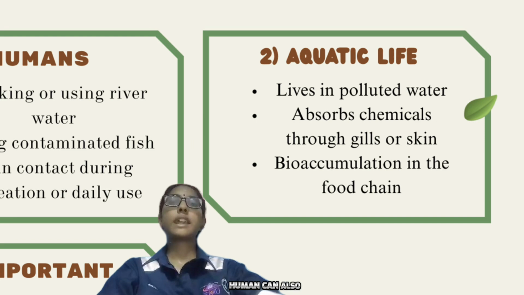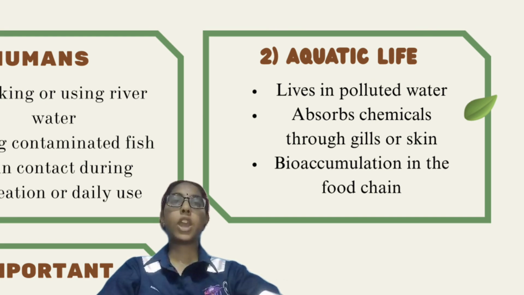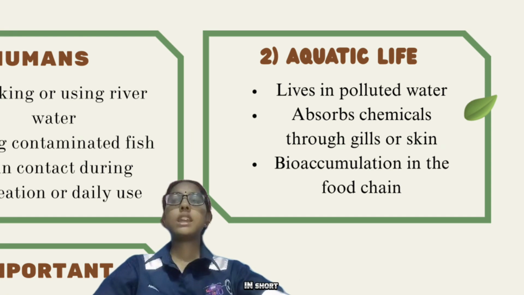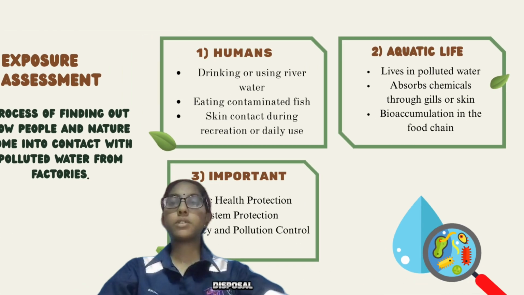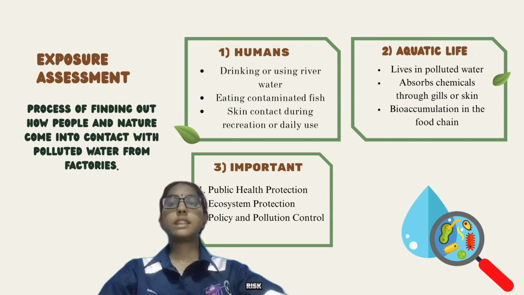The human can also be exposed, especially workers handling untreated POME. Pollutants can enter the body through skin contact, drinking polluted water, or eating crops grown with contaminated irrigation. In short, POME exposure is dangerous to both ecosystems and communities. Proper treatment and disposal are essential to reduce these risks.